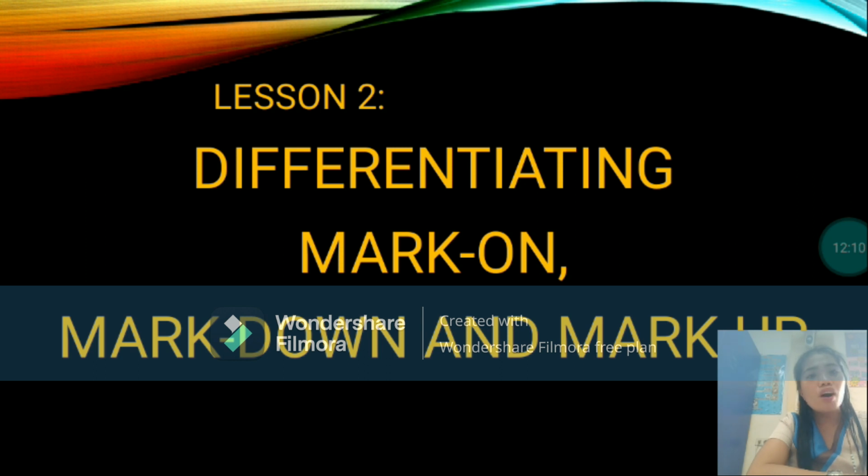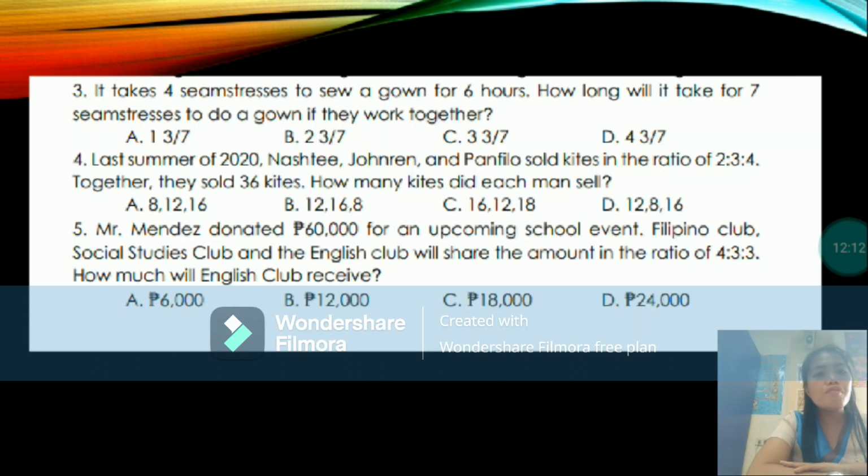Okay, so that would be all. You have to write all your answers together with your complete solution following the steps for each number. So the next would be the discussion of the partitive proportion. So I will be giving you more examples.